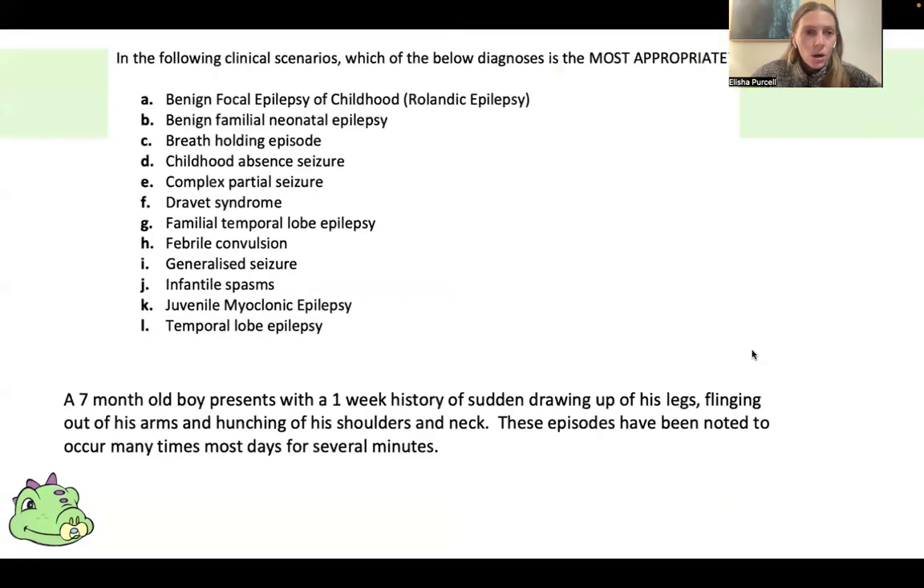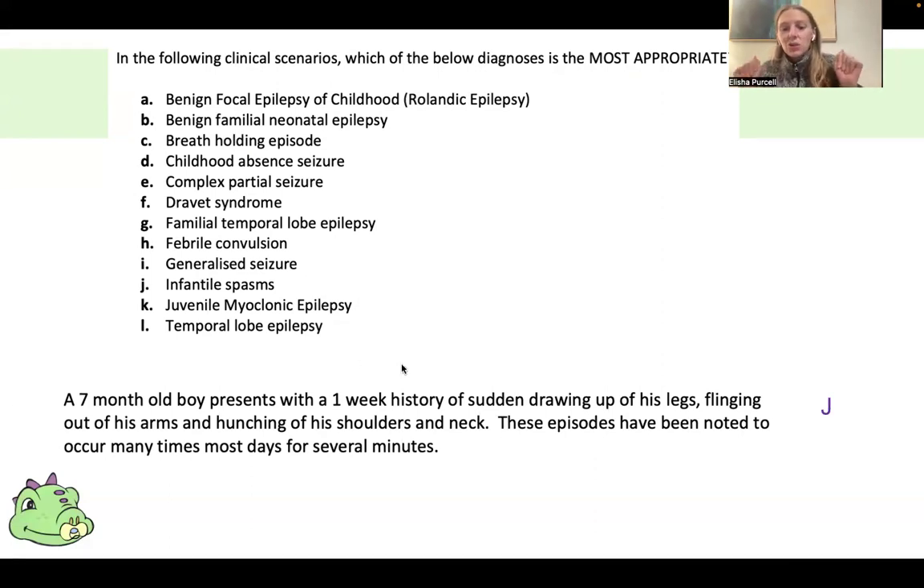Right, guys, let's go. So, question to start off with. In the following clinical scenario, which of the below is most appropriate? A 7-month-old boy presenting with a 1 week history of sudden drawing up of his legs, flinging out of his arms, and hunching of his shoulders and neck. These episodes have been noted to occur many times, most days, for several minutes. What do you think it is? So this is J, infantile spasms.